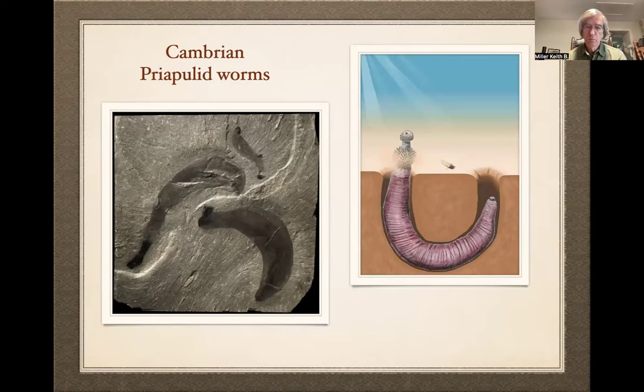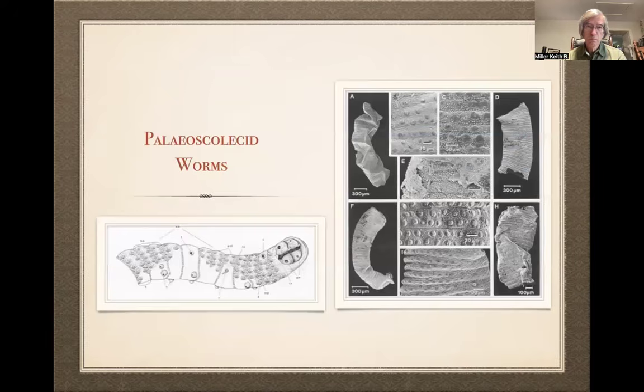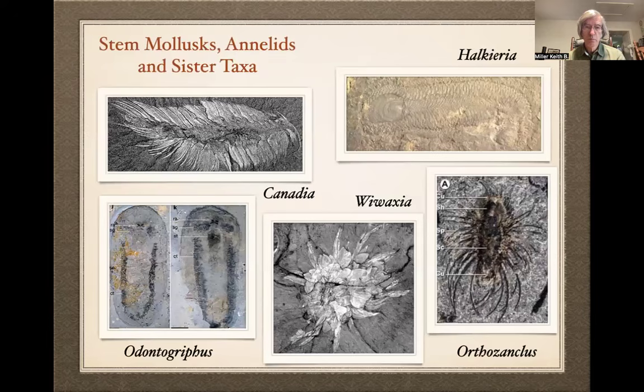Also, at the beginning of the Cambrian, you have something called palaeoscolecids, an extinct group of worms that are probably transitional between priapulids and a group I'm going to talk about in a little bit called lobopods, which actually lead to the arthropods. Mollusks, I won't spend a lot of time on this. We already said stem mollusks were already around in the Precambrian.